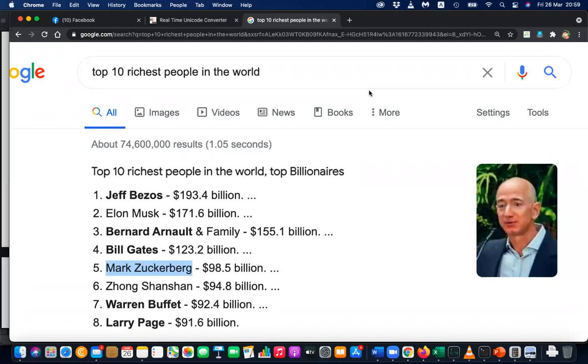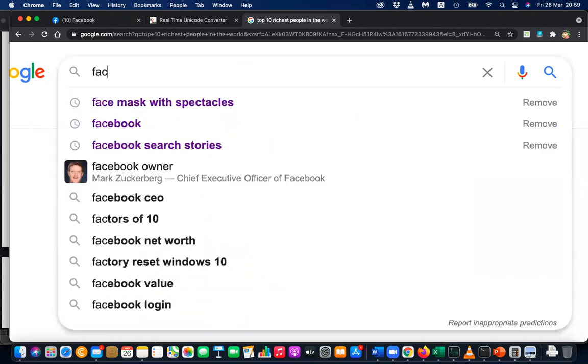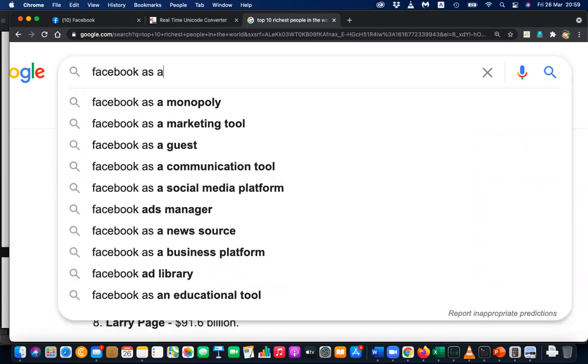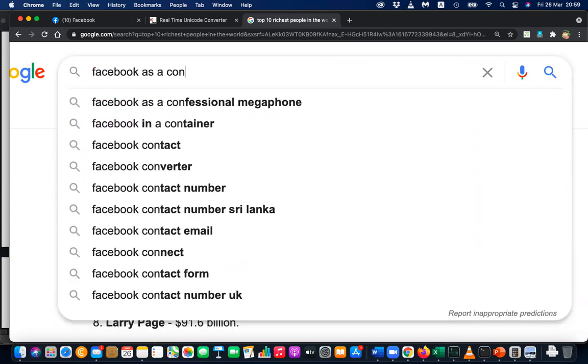So how does he earn? Because he has a big network, and he is providing infrastructure for them to share the content. And the business people who wish to advertise can come and advertise there, because there are millions of people. So, let's say Facebook as a continent.